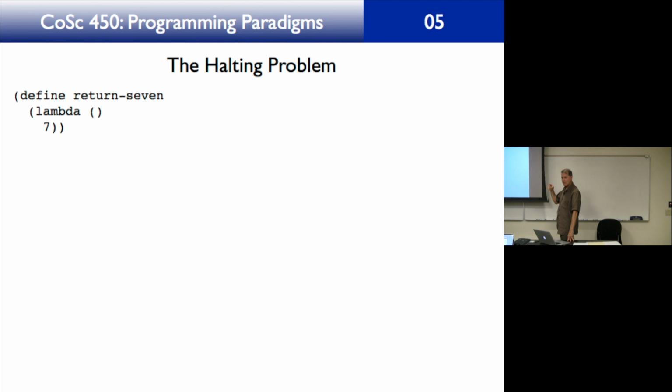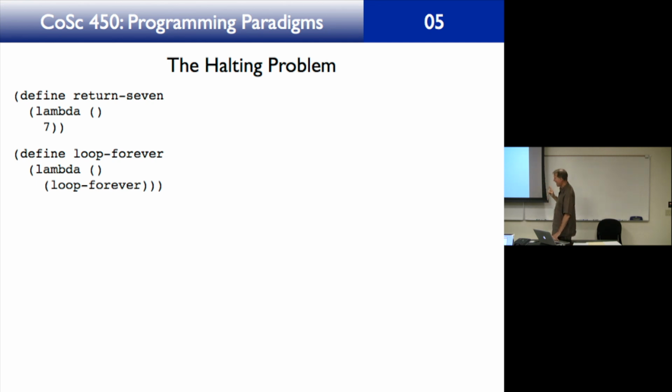Yeah, and what did we? Loops forever. And how do you write loops forever? Define. Lambda, parentheses, and then what? Just loops forever. Okay? So define loop forever, lambda, loop forever. And we know that return 7 is going to return 7, and loop forever is going to loop forever, right? And now what do we do?